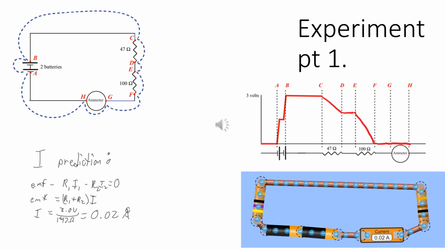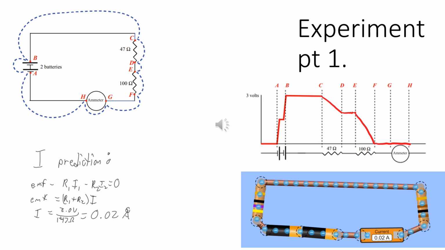So part one of the experiment involved this relatively simple circuit where you had 1 ammeter and then 2 resistors hooked up to 2 batteries. First you had to predict the current, which I got as 0.02 amps, which then matched what I got in the results in the bottom right.